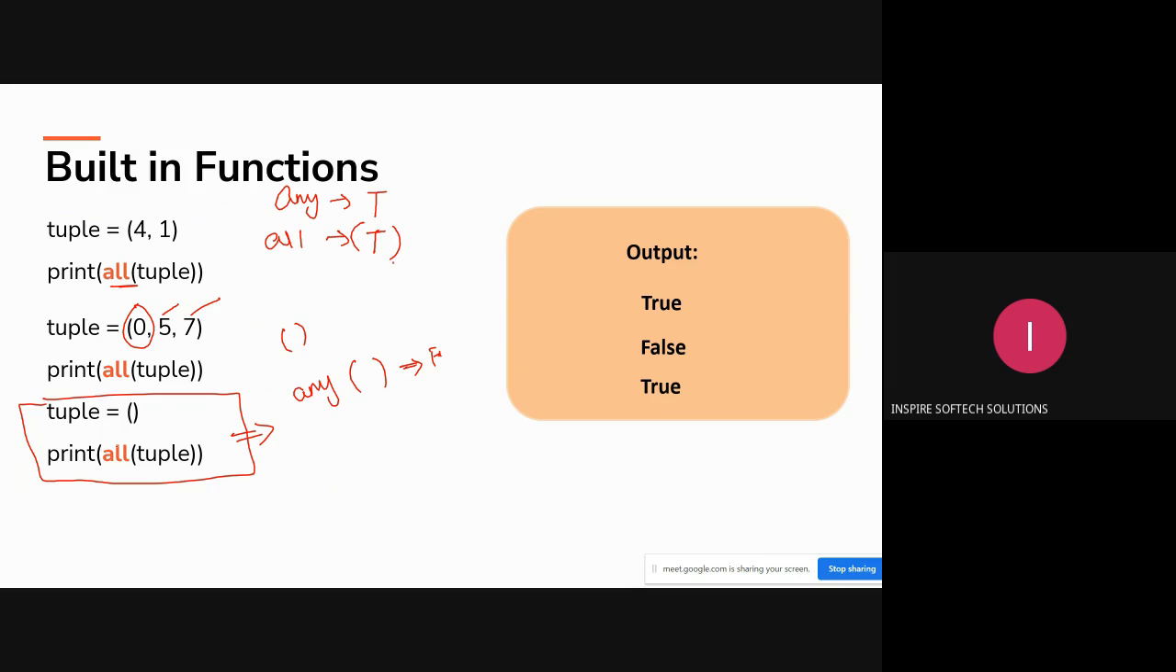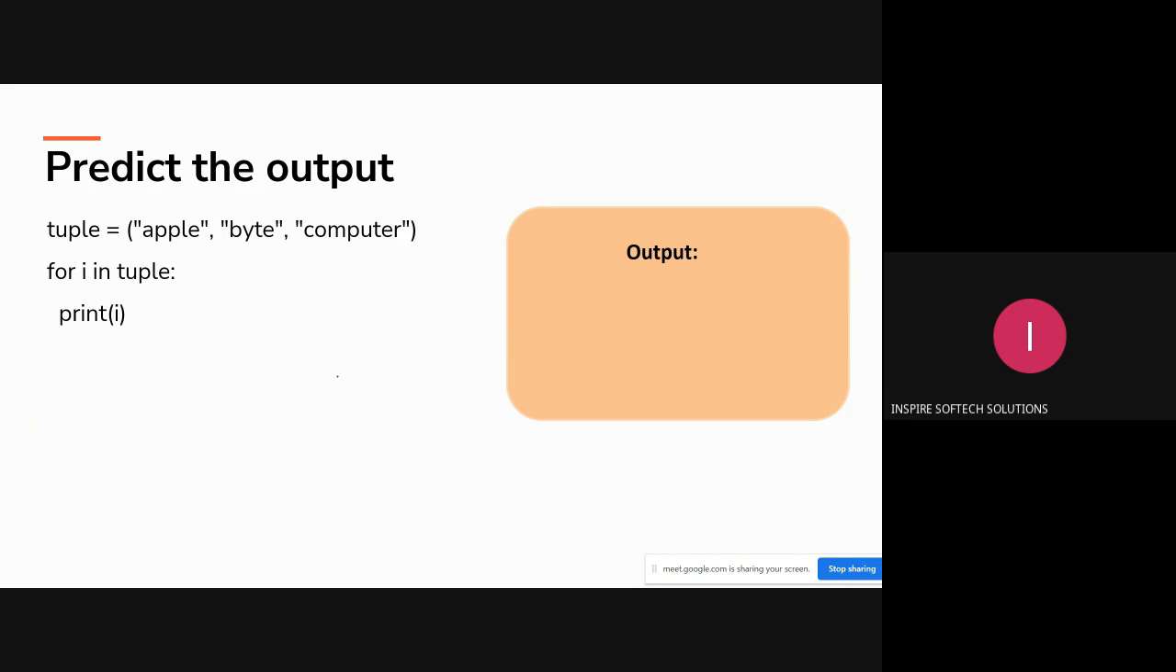All method, everything should be true. So here, if it is empty, it is going to be a true value. It is considered so by the interpreter. There is no big history or reason behind this. You just have to remember this. All means true. Any means false. These two alone you have to remember. That's all. Okay. Next, predict the output for this.